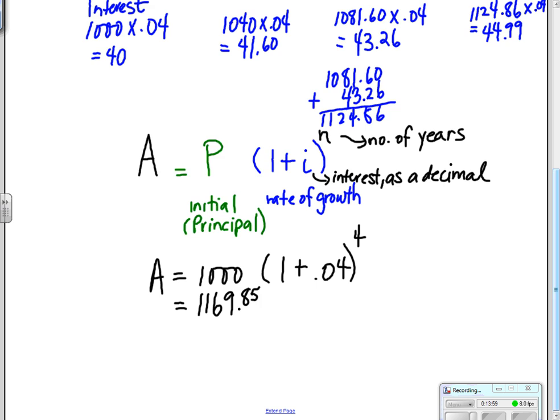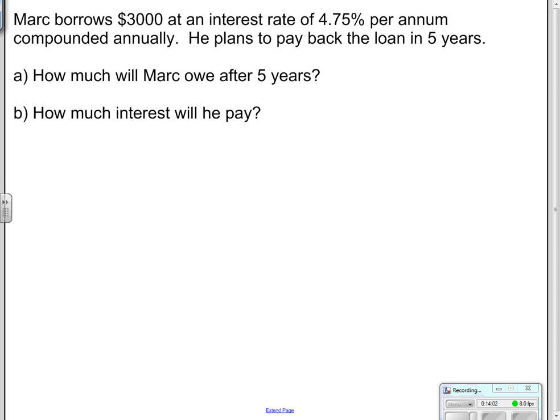The next example you have is about Mark. Mark borrows $3,000. Okay, so this is borrows, so this is sad. He borrows $3,000 at an interest rate of 4.75% per annum, compounded annually. He plans to pay back the loan in 5 years. How much will Mark owe after 5 years?